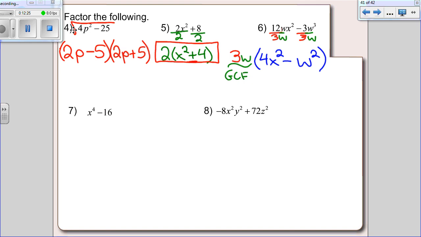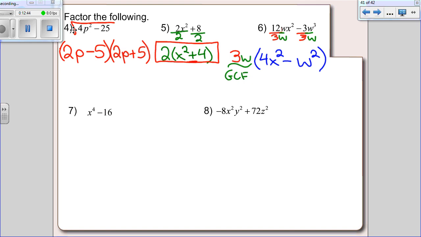Check inside my brackets. How many terms do I have left inside the brackets? 2. That means I need to try difference of squares, but only if there really is a difference of squares there. Do I have a subtraction question? I do, that's good.